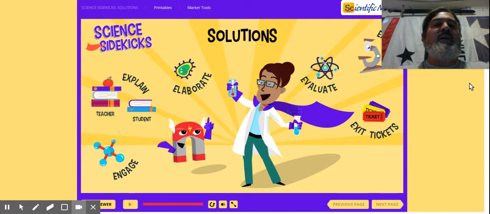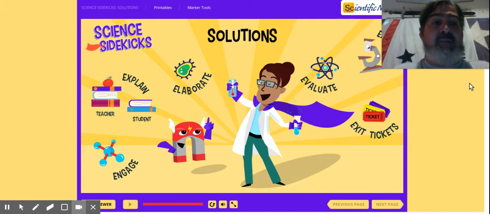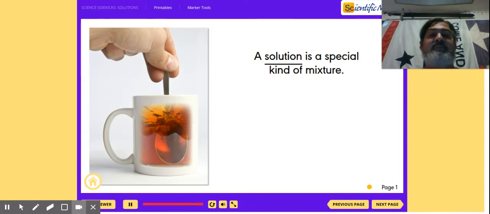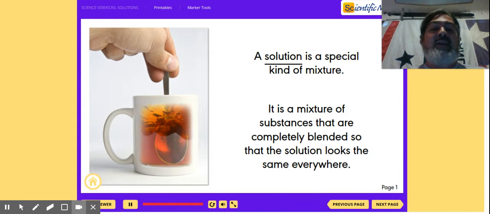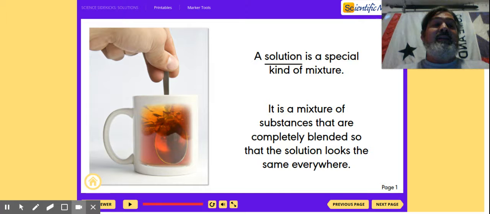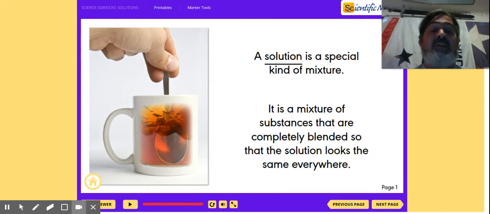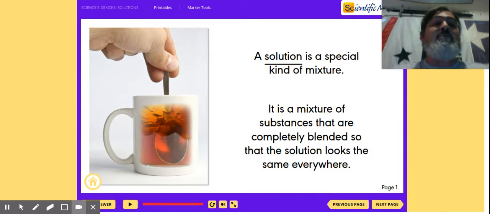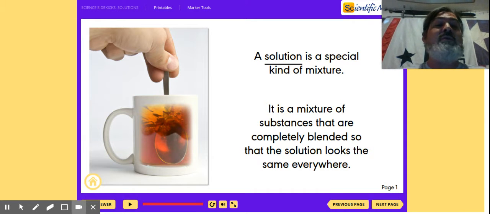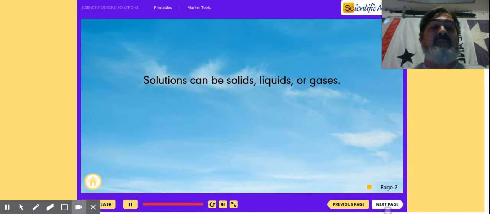Okay, today we're talking about a special kind of mixture called a solution. Now, a solution is a special kind of mixture. It's a mixture of substances that are completely blended so that the solution looks the same everywhere. As you can tell from what I just said, it's completely blended. When substances are completely blended, you know something is going to be dissolved, huh?